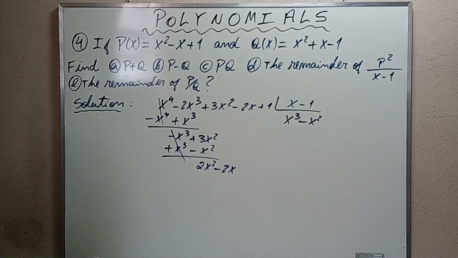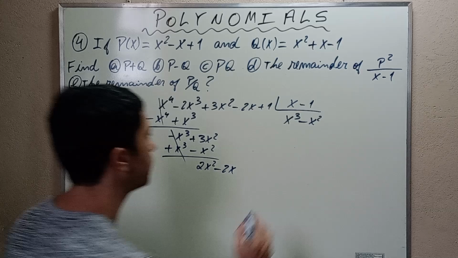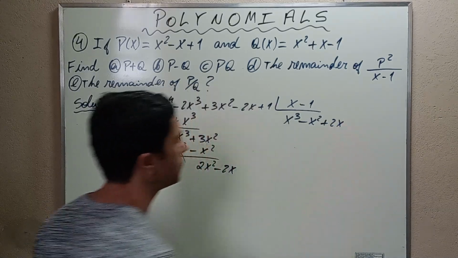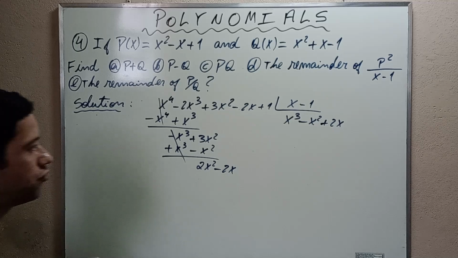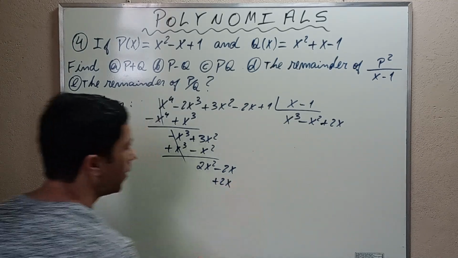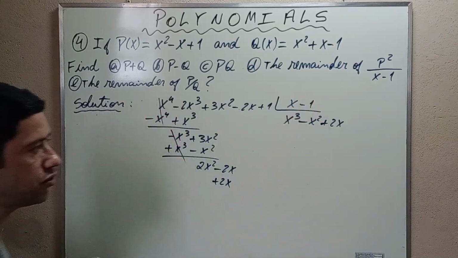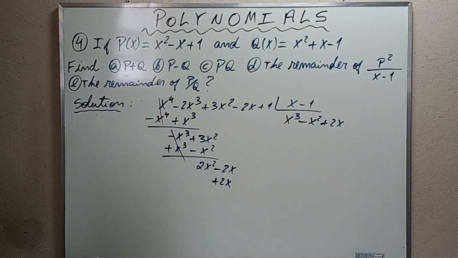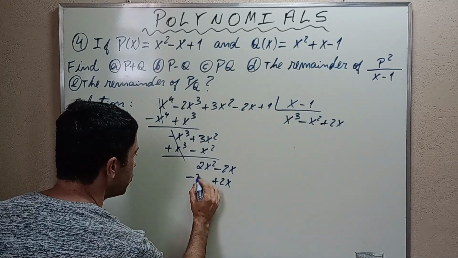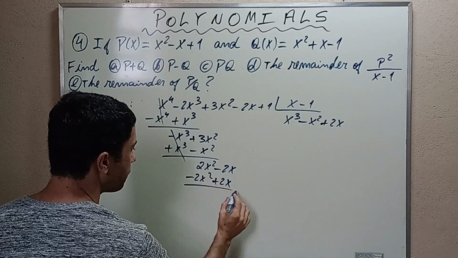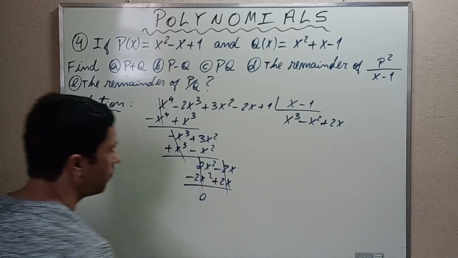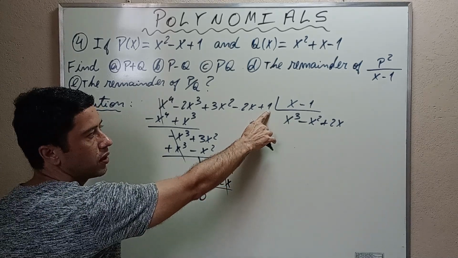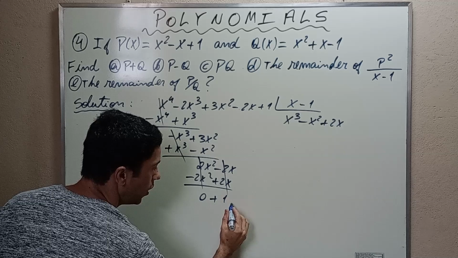2x squared divided by x is 2x, positive 2x. 2x times negative 1, negative 2x. I pass to this side, it becomes positive 2x. 2x times x is 2x squared. I pass to this side, negative 2x squared. They cancel each other out here and here. Then I have a 0, but I still have a 1 here, okay? Then plus 1.